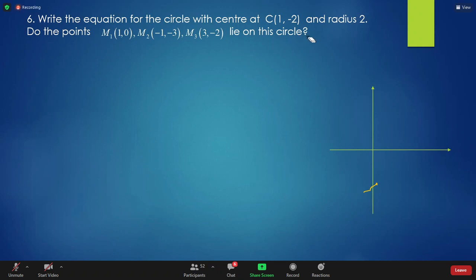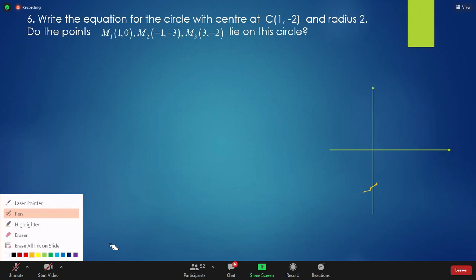Okay, a little bit of a mess. Now it's going to be better. Okay, now back to pen.